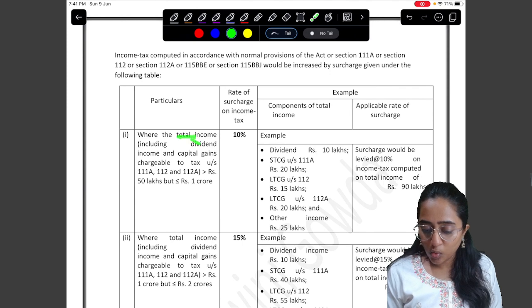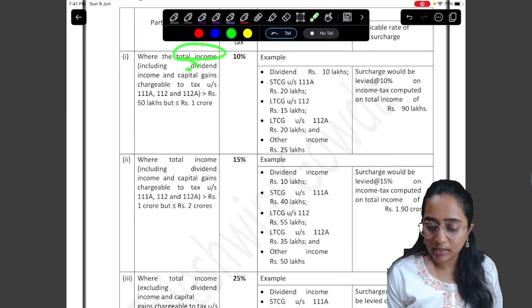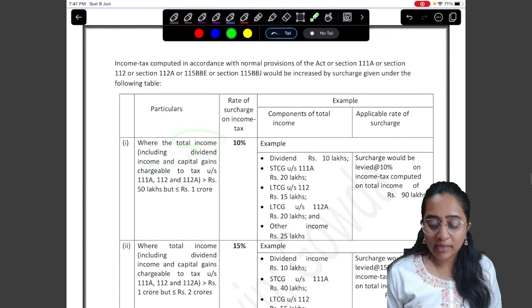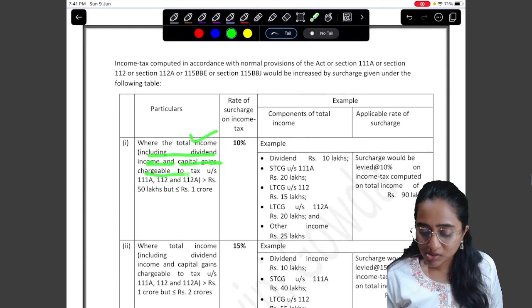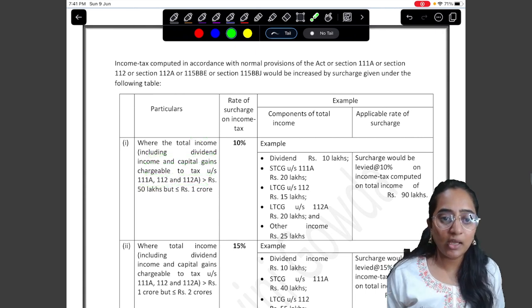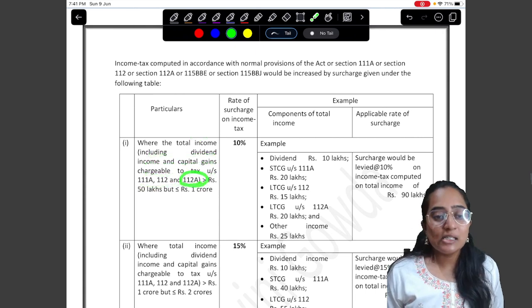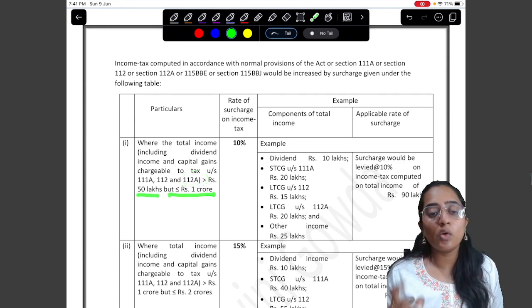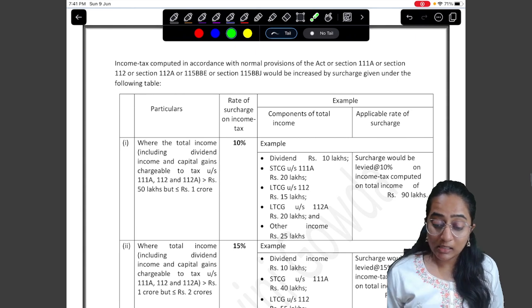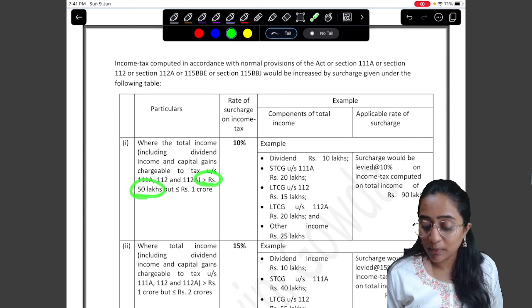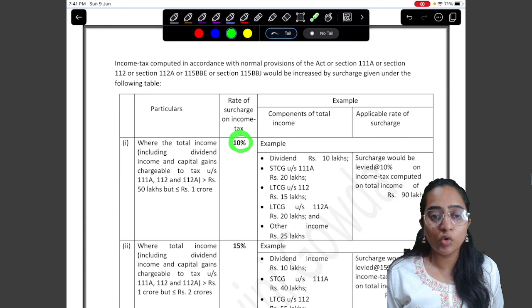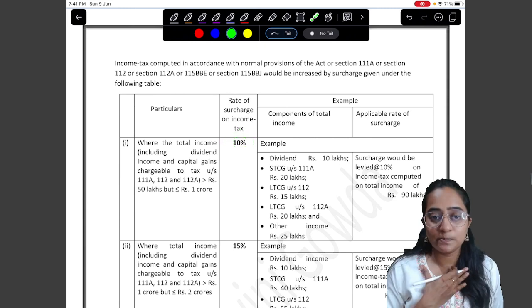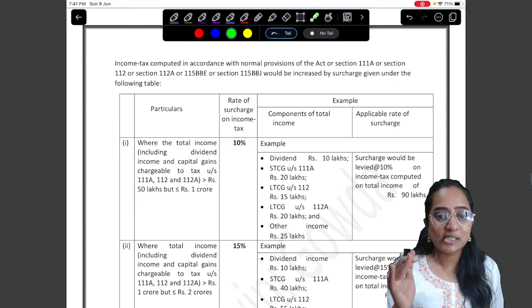Now let's try to understand the surcharge. See here, where the total income, including the dividend income and capital gain which is chargeable to tax under section 111A, 112 and 112A, is greater than 50 lakh but less than or equal to 1 crore. Is greater than how much? 50 lakh but less than or equal to 1 crore. The rate of surcharge which is applicable is going to be how much? 10%. The rate of surcharge which is applicable is 10%.